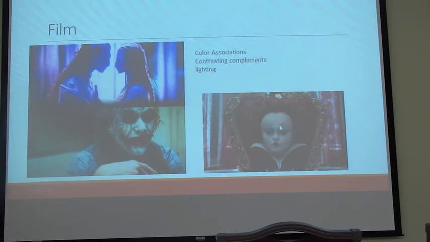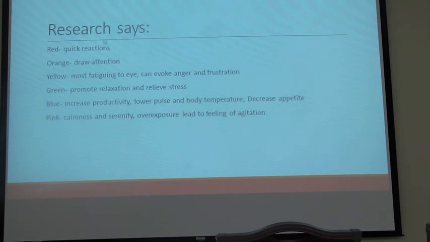Also, here on the makeup, you can see color can also draw border lines, like where they elongated her head. So without actually having to draw lines in there, color fields make these borders. So this is some of the research. Red makes quick reactions. That's why they use it on stop signs. Orange draws attention. Yellow is the most fatiguing to the eye. So whenever it's overly used, it can cause anger and frustration.